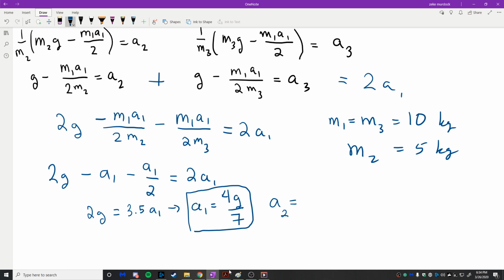If I plug in for A2 right here, A2 is equal to G minus M1 over M2 was 2, basically just 10 over 5, which is 2 over 2. So this is basically G minus A1. So A2 is going to be equal to 1 minus 4 sevenths is 3 over 7 G, that's what A2 is.